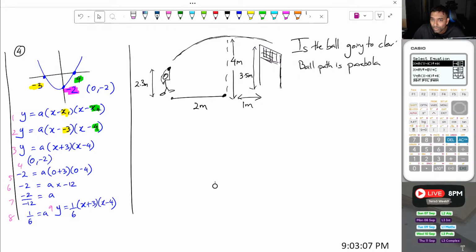If you want, I'll give you a little clue. The clue is this: use the green line as your x-axis, and then use the blue line as your y-axis. So use the blue line as the y-axis and use the green line as the x-axis. And then see if you can try and work it out.